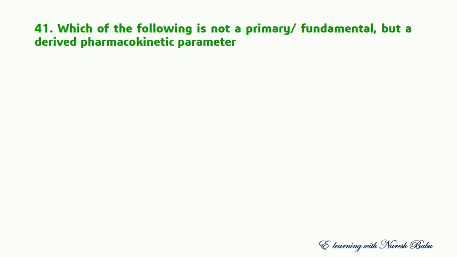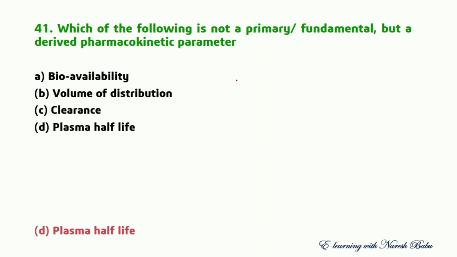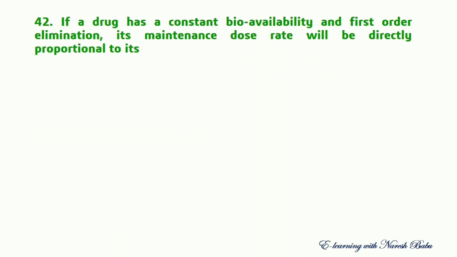And next question: which of the following is not a primary or fundamental but a derived pharmacokinetic parameter? That is bioavailability, volume of distribution, clearance, or plasma half-life. The one which is a derived pharmacokinetic parameter is the plasma half-life. The remaining three are related to the pharmacokinetic properties only.